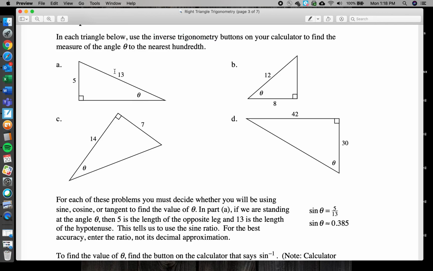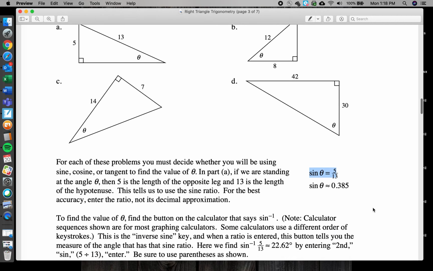So if we take a look at our first problem here, if this is the angle I'm looking for, 5 is opposite that angle, 13 is the hypotenuse, which is why we set up a sine problem. Now, the one thing I would suggest you do differently than what they did here is, instead of typing in 5/13 and getting a decimal, in order to solve for theta, to get it by itself, just take the inverse sine of both sides right away.